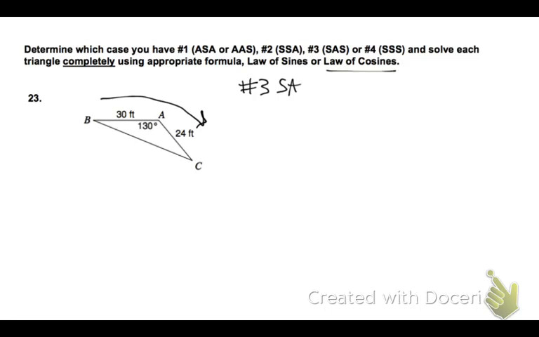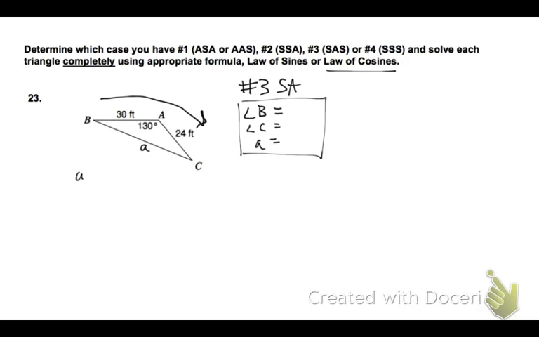So I'm going to list what I'm looking for, which is angle B and angle C and side A. And I'm going to list that. And then I'll just put a little box around it, and I know when I have found all those things that I have solved the triangle. So I'm going to start with side A.